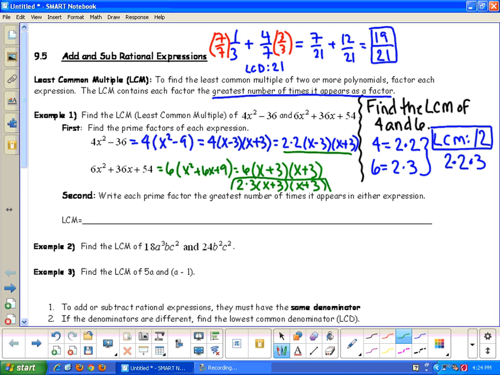So I want to write each prime factor the greatest number of times it appears in either expression. Now I don't combine the two, I just find the greatest number of times it appears in either.